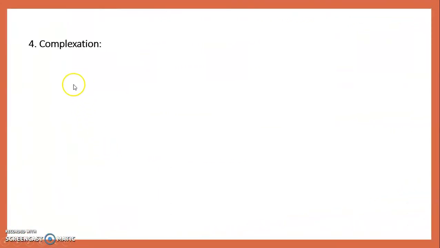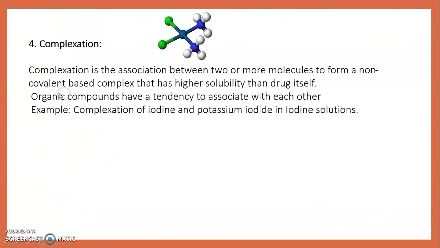The next method is complexation. Complexation is association between two or more molecules to form a non-covalent complex that has higher solubility than the drug itself. Organic compounds have a tendency to associate with each other. Example of it, complexation of iodine and potassium iodide in the iodine solution.